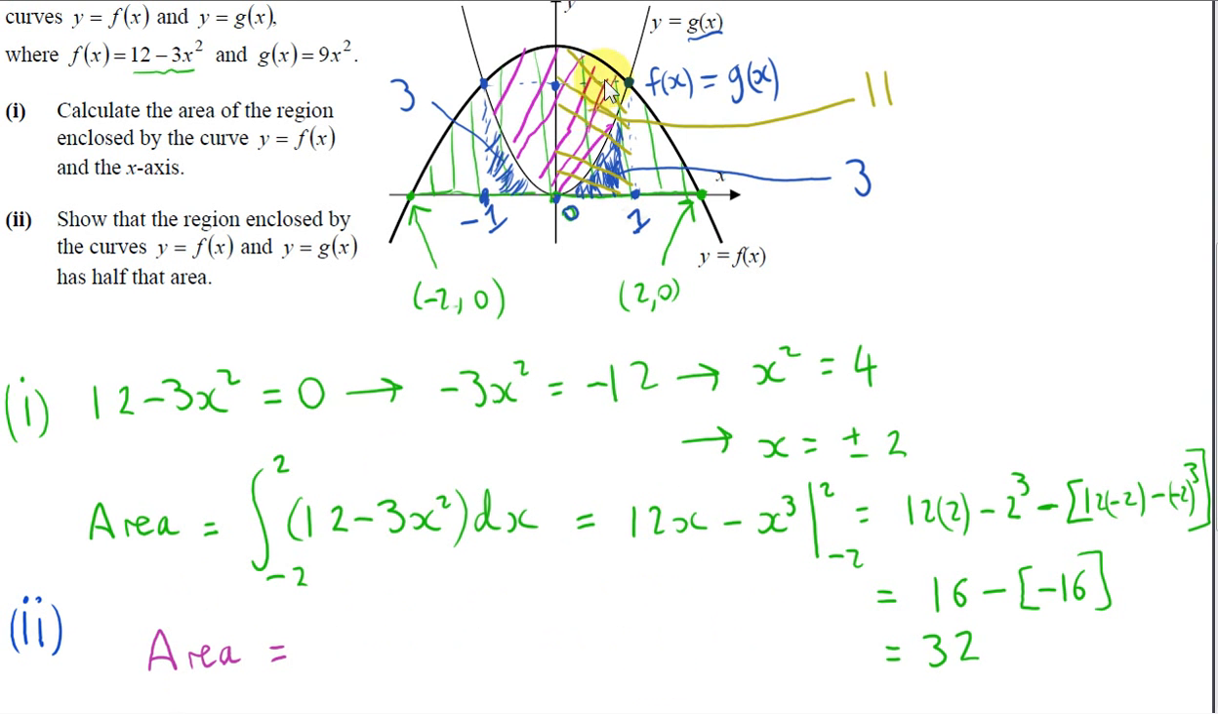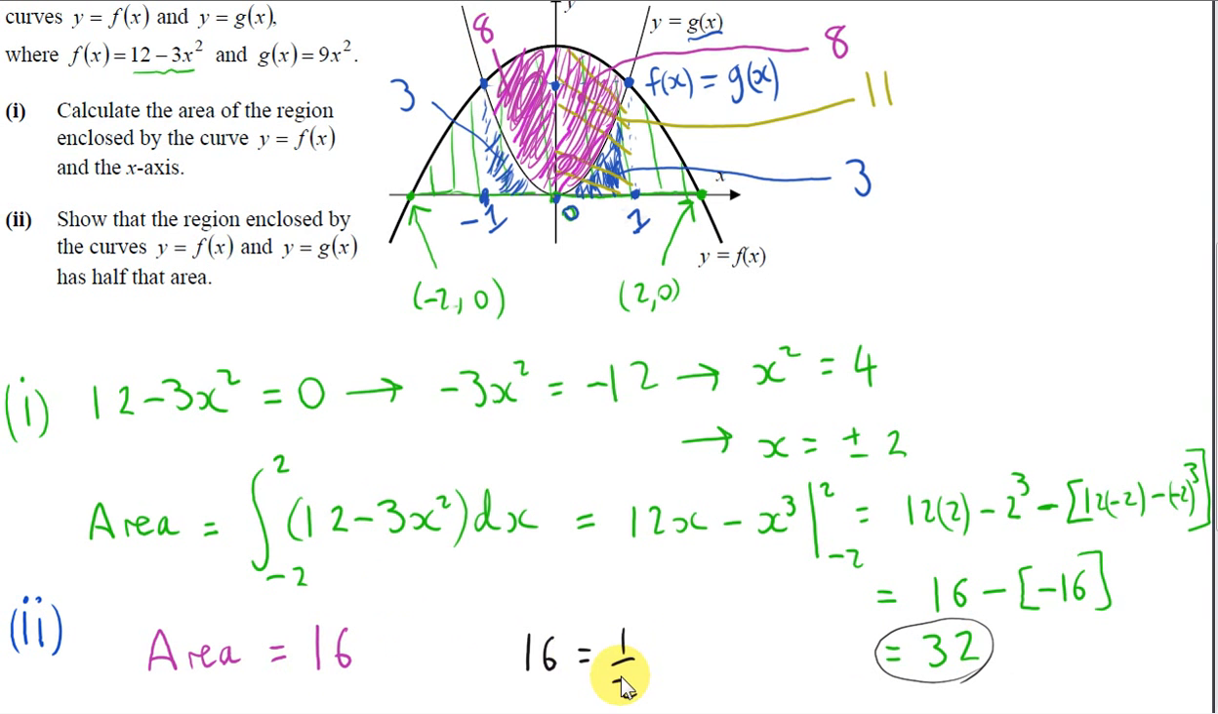So to get this purplish area here, we take 11 and simply subtract 3 to get 8. So this purple region here is 8 square units. So by symmetry, this region next to it is also 8 square units. So the total purple area is 8 plus 8, which is 16. And you can clearly see that 16 is half the green area, half of 32.